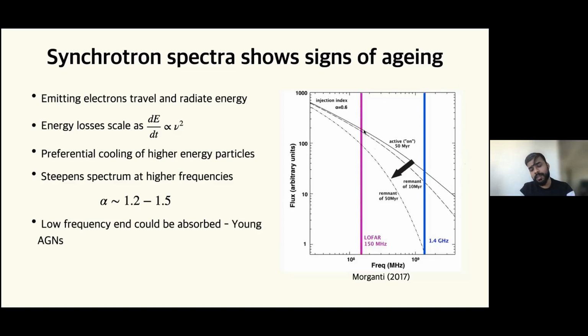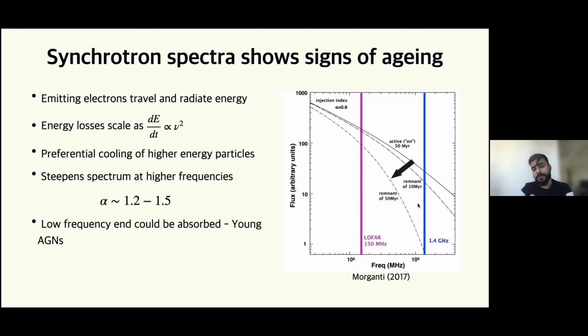So you'll see that the dot dashed line, after 10 million years, we call the remnant, the dot dashed line has a steeper index. And then as we move on to more aging electrons, let's say after about 50 million years, the spectrum gets even steeper. And we can now see that there is a break here in the synchrotron spectra as well. By break, I mean the point where the spectra changes drastically.